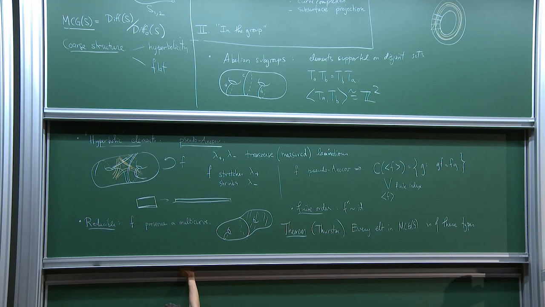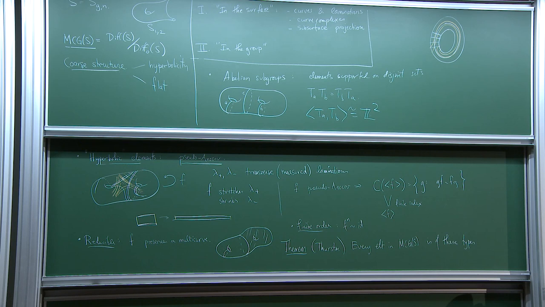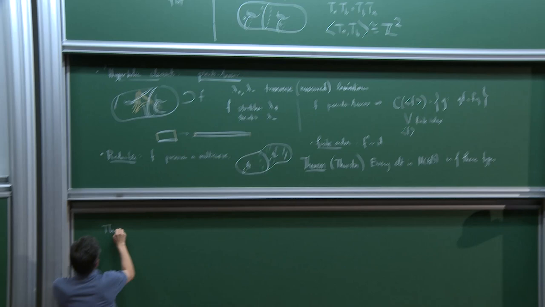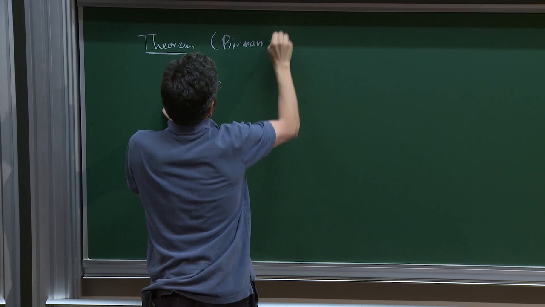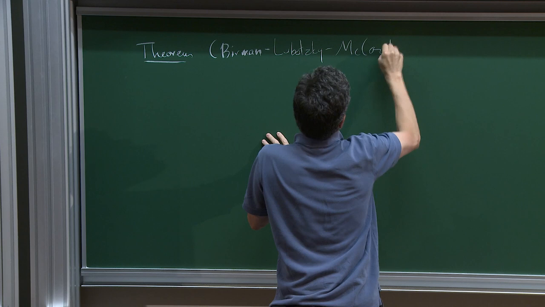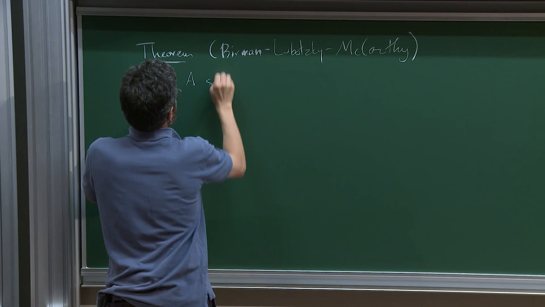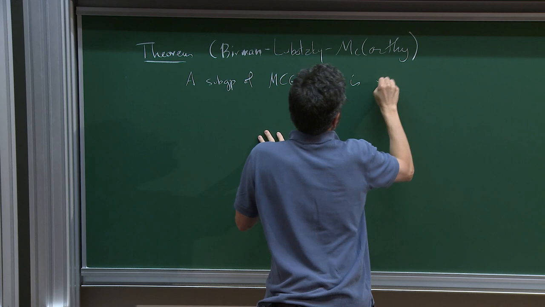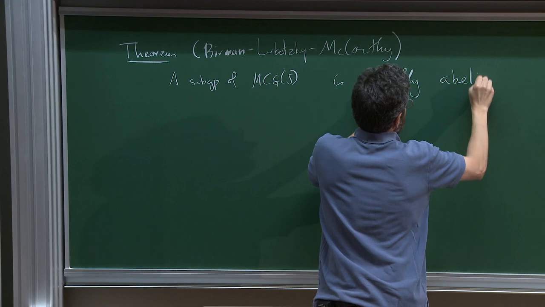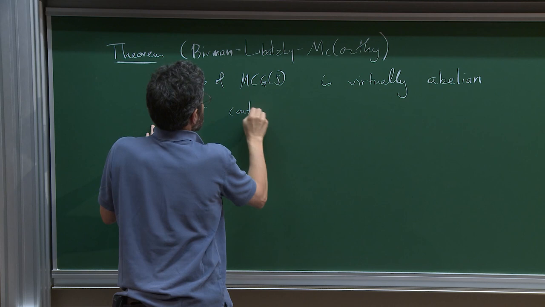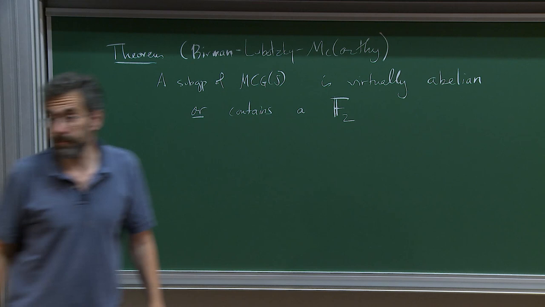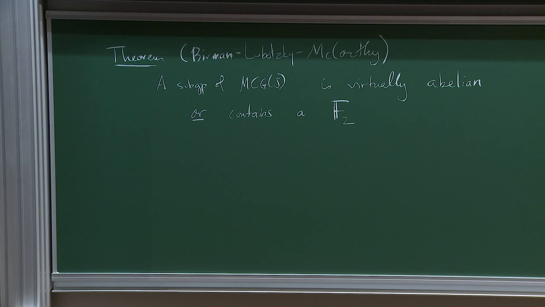Okay. So maybe let me state one more theorem that kind of gets us in the mood for what kind of things can happen. This is Bestvina, Ivanov, McCarthy, I think. Yeah. It is a Tits alternative for the mapping class group. So a subgroup of the mapping class group is virtually abelian, which is to say it has a finite index abelian subgroup, or contains a free group on at least two generators. That's the Tits alternative. And it's the pseudo-Anosovs, or the things that are pseudo-Anosov in a subsurface, that give you these free groups.